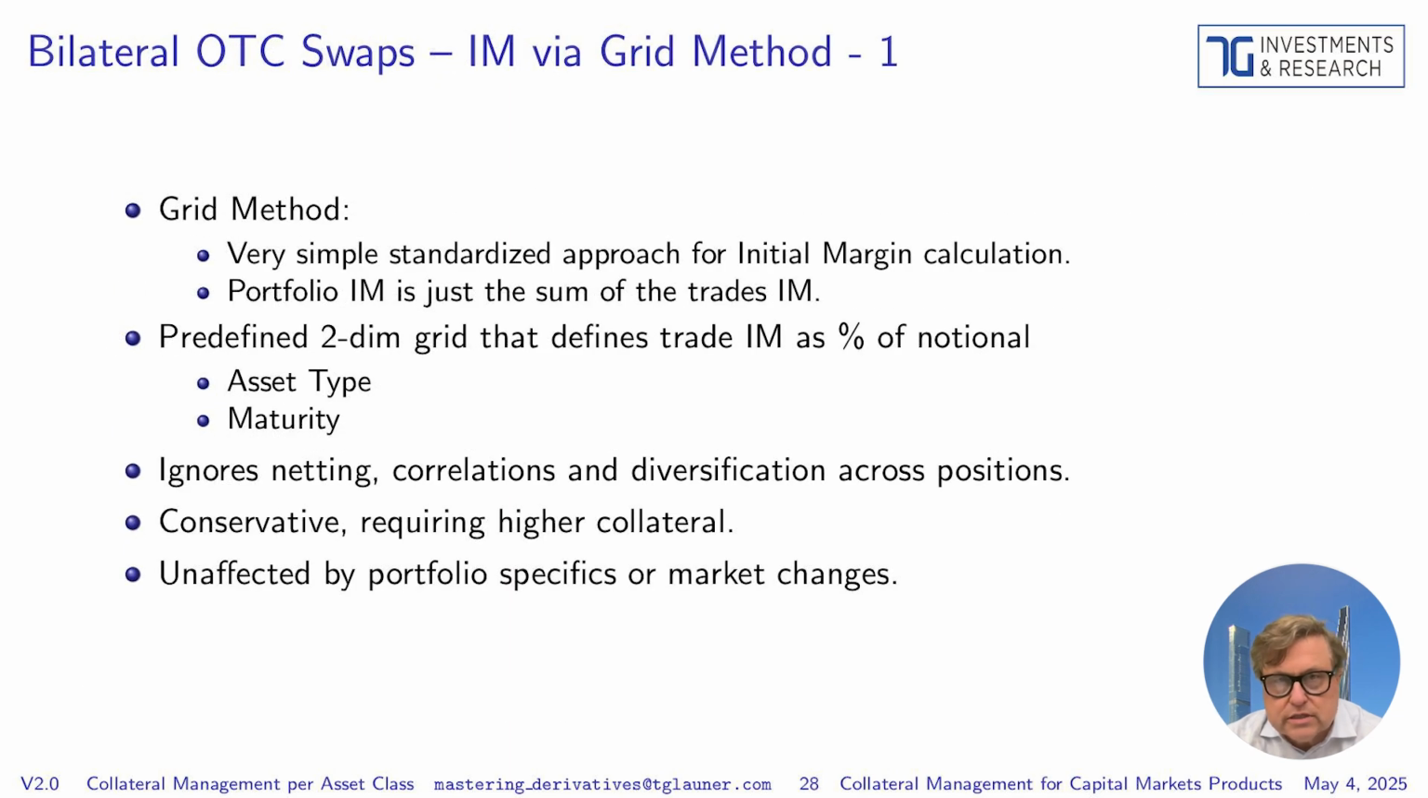The grid method is a straightforward standardized approach for calculating IM. In this method, the portfolio's IM is simply the sum of each trade's IM. A predefined 2-dimensional grid determines the trade initial margin as a percentage of its notional value. This grid considers, among other information, asset type and maturity.